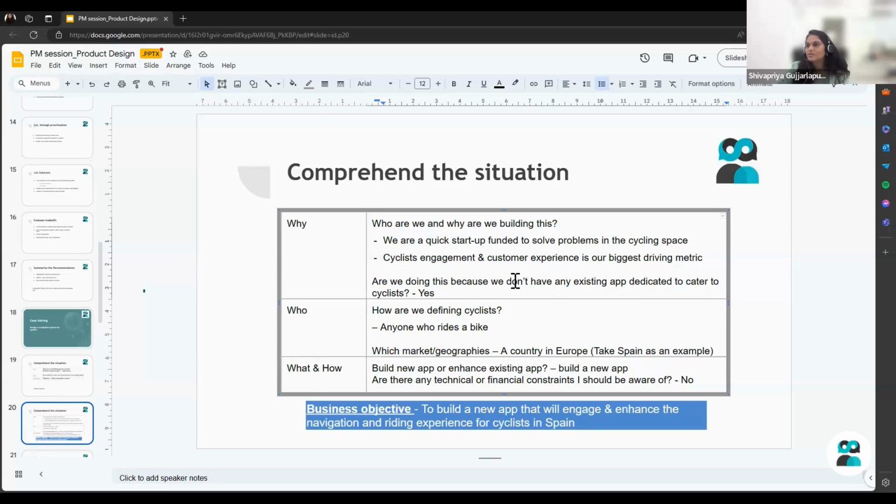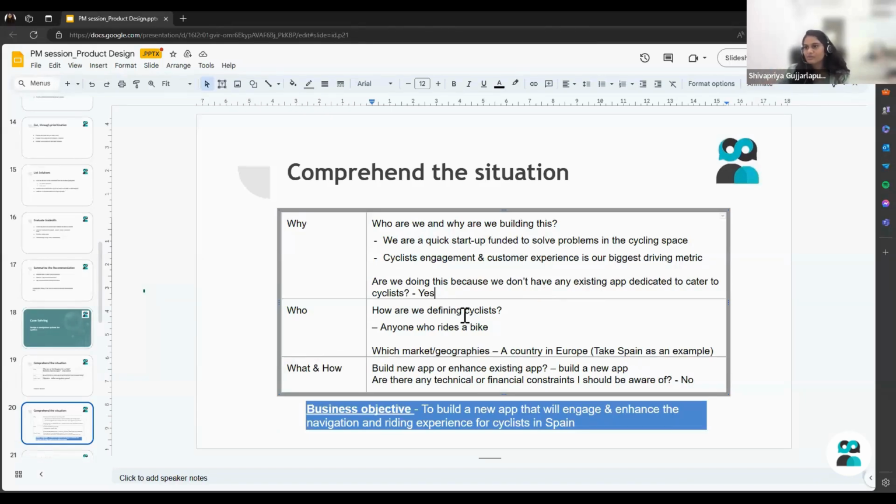Are we doing this because we don't have any existing apps? I think this also is part of the first question that came up, right? Why are we doing it for cyclists? There is Google Maps. The answer that the interviewer is giving me is yes. And be mindful of one thing here, that sometimes the interviewer may give answers that are not true in real life. What he or she is mentioning here is that assume Google Maps is not there. Assume no other navigation system is there. There is no other existing app, especially dedicated to cater to cyclists. So go solve the problem.